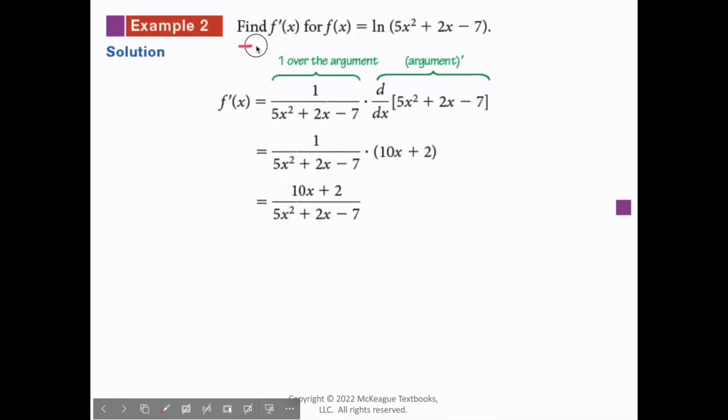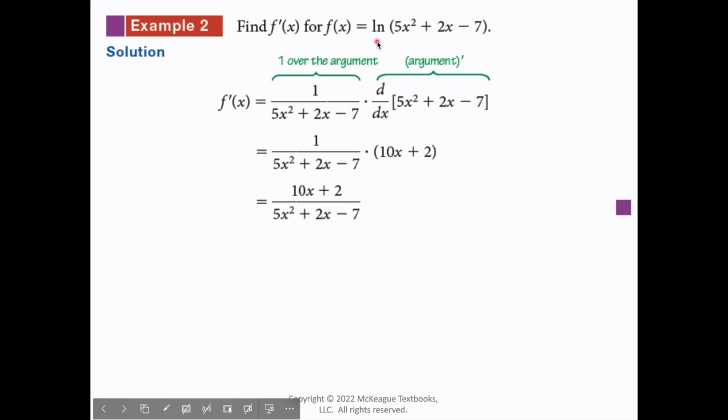Okay, so let's take a look at finding the derivative for this natural log function. Here we have an inner function, so we certainly need to use the chain rule. The derivative of any log function is 1 over whatever this is inside here, and then multiply by the derivative of that inner function.